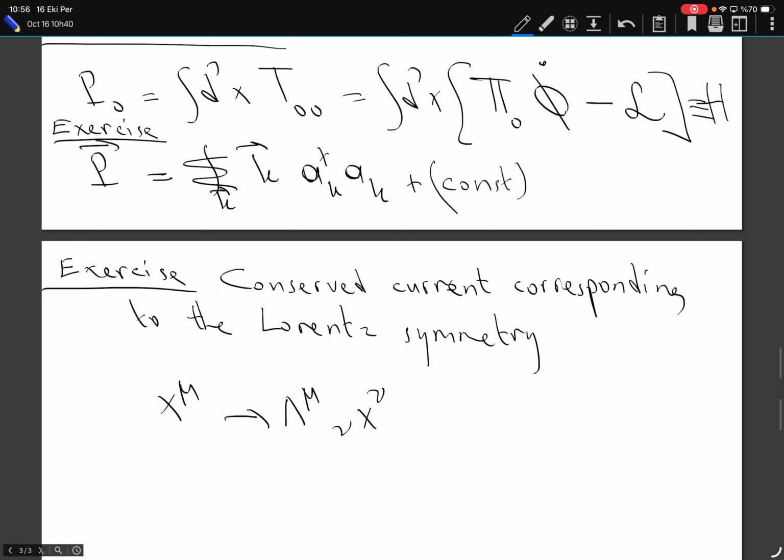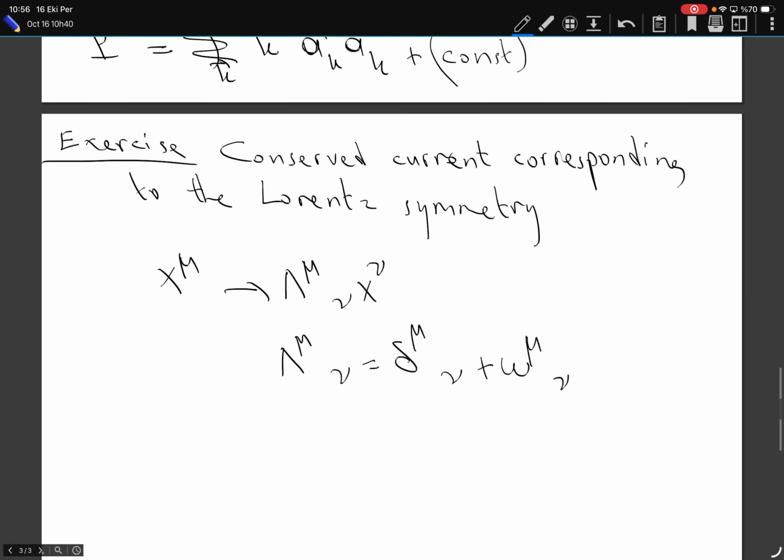If you look for an infinitesimal transformation, this lambda mu nu would be Kronecker delta mu nu plus, let's say, omega mu nu. What are the possible omega mu nu's? In terms of which other tensors can you express this omega mu nu? Because if mu nu is just i and j space components, it will be rotations. If it contains the zero component also, it will be boosts. Have a look.